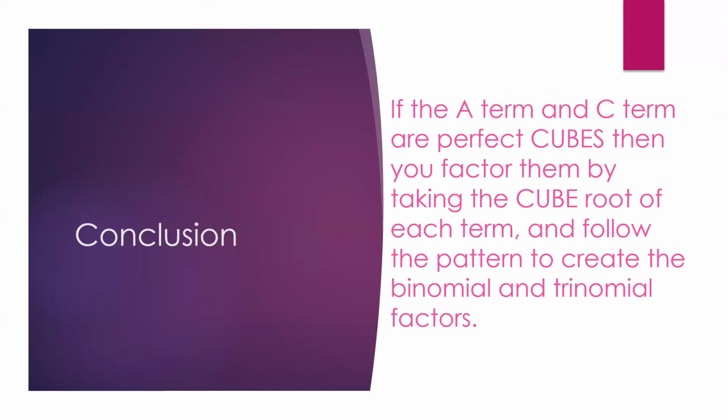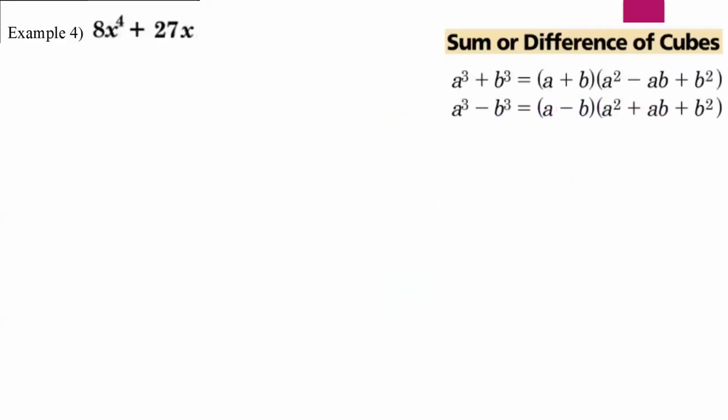All right. So in conclusion, if the A term and C term are perfect cubes, then you factor them by taking the cube root of each term, right? And follow the pattern to create the binomial and trinomial factors, okay? This is where we're going to stop, and then you're going to pick up here tomorrow. So this is what you're going to work on when you come in tomorrow, and then we'll go over example 4 with 8x to the 4th plus 27x, and then example 5 with 64x cubed y plus 125y to the 4th, okay? All right. If you can do those two, you can do anything.